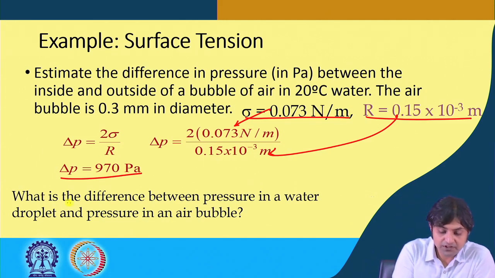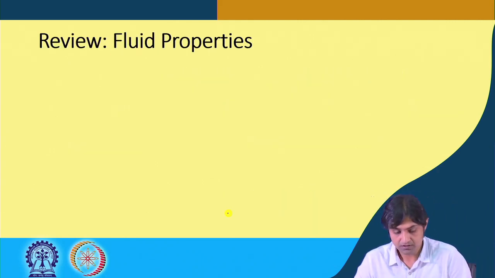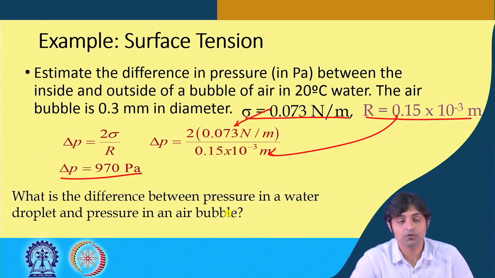So what is the difference between the pressure in a water droplet and the pressure in an air bubble? This is a question for you to think about, but just a hint: it has something to do with the number of surfaces of air and water droplets.